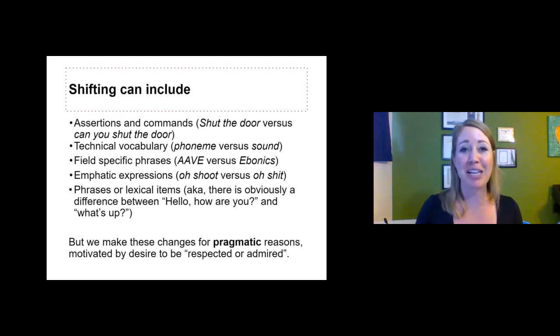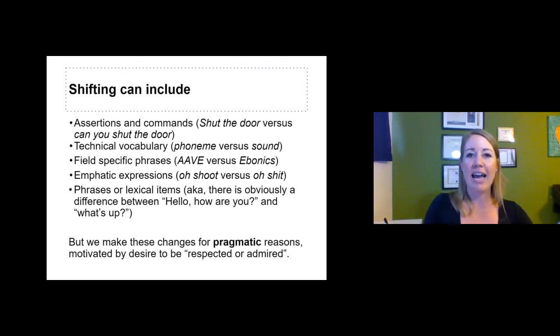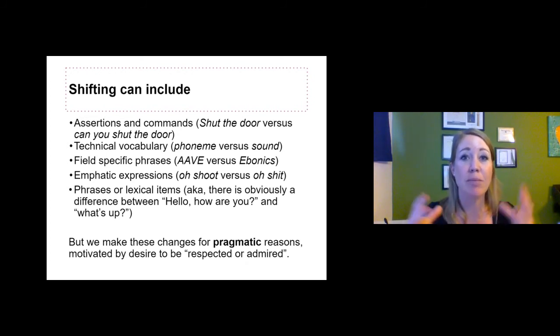We use this with technical vocabulary. If I'm talking to you in class, when we go into chapter 1, I'm going to talk to you about phonemes. You're going to know what that word means in that time. But if I'm not talking to someone in my class, I'm going to say the word sound. So I'm going to shift to a different terminology so that that person can understand me. And here we're going to learn it as phoneme. Then field-specific phrases: in linguistics we call it African American Vernacular English, but the secular world might call it Ebonics, okay? So this is a shift. Depending on what word I want to use in this context, I'm shifting to meet my audience.